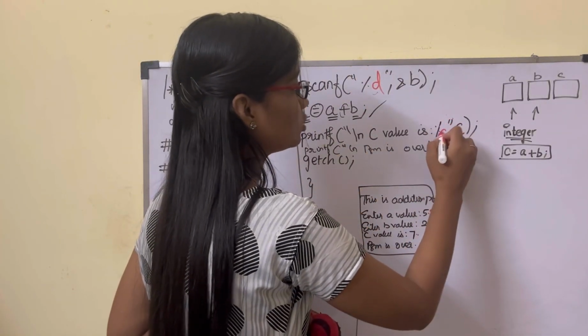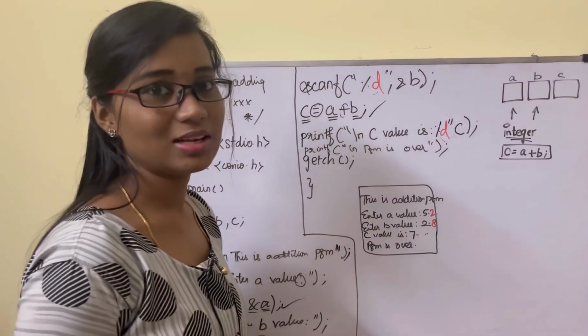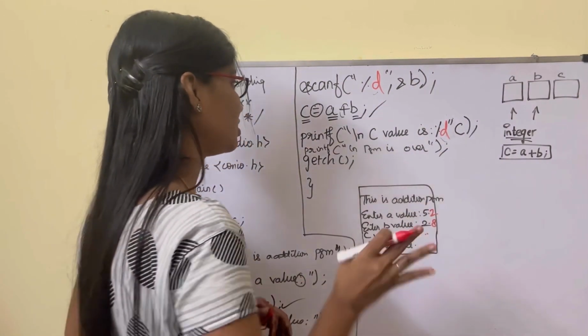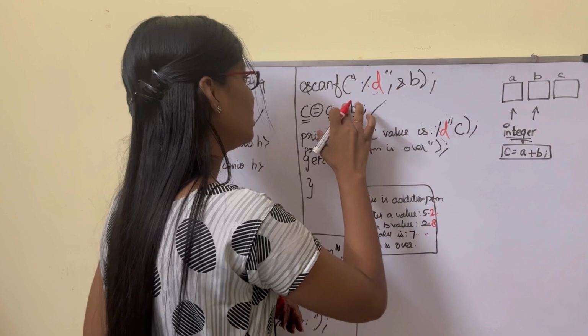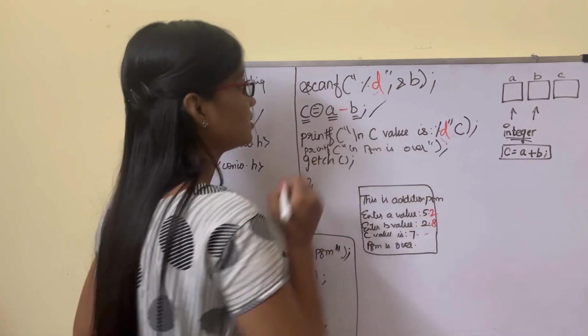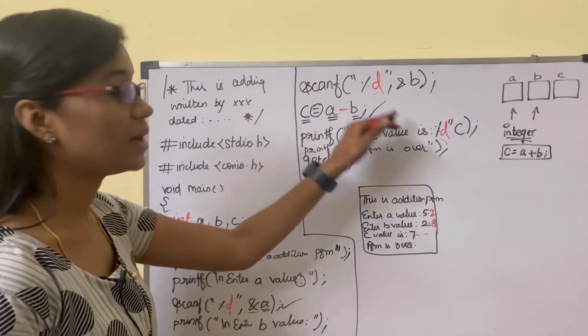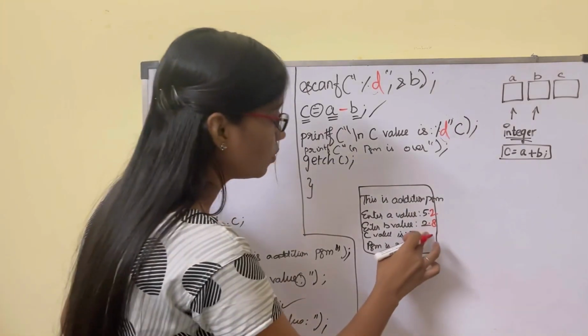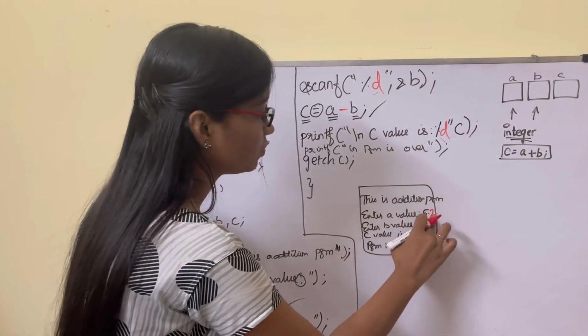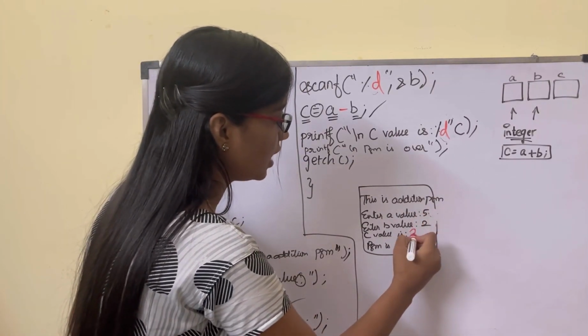Because I am going to do subtraction. For integers, subtraction is very easy. For float, it is somewhat hard. Now I am going to change it to minus. C is equal to a minus b, so the answer is going to be the subtracted value. 5 minus 2, I am going to get 3.